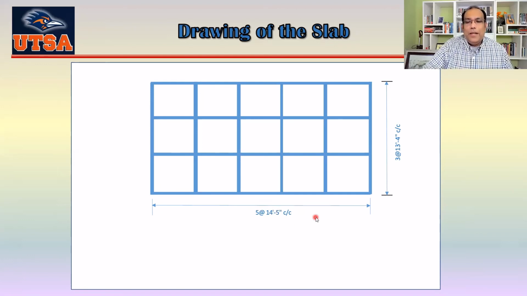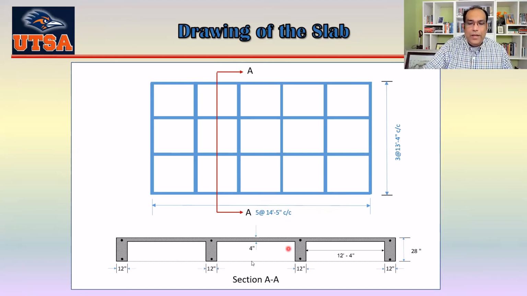Okay, if I want to see, let's say, a cross section here, then this one looks like this. Okay, so I have 1, 2, 3, 4 beams here. This is the center to center distance, 13 feet 4 inch. And from here to here is actually, this is not center, so this is actually 12 feet 4 inch. And this one is 28 inch here, and this one is 12 inch each of them.